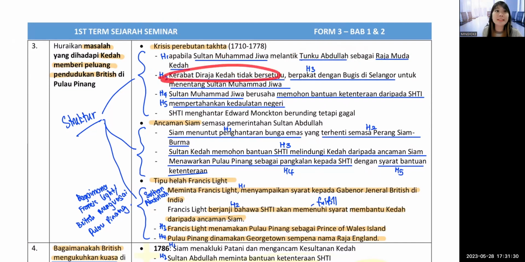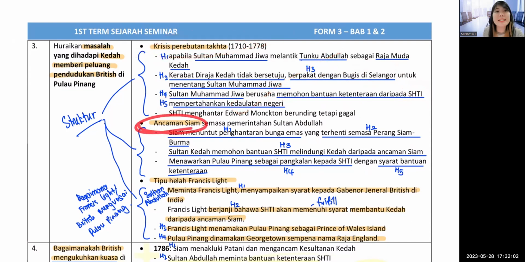They were not satisfied, therefore they cooperated with the Bugis. Bugis are actually the mercenaries. They hired them from Selangor, who came to attack Sultan Muhammad Jiwa. So you see, huraian 1, huraian 2, huraian 3 already. Then Sultan Muhammad Jiwa ran away, asked for help from SHTI. Memohon bantuan ketenteraan daripada SHTI. And finally, to defend their country. This is for the crisis perebutan takhta.